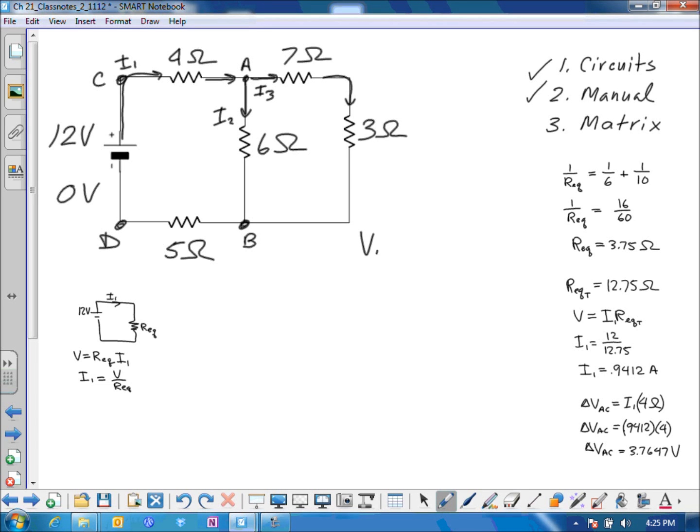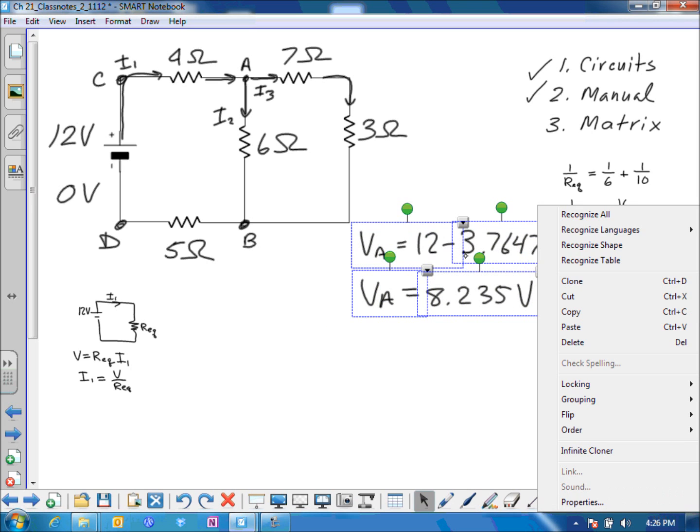So the voltage at A is the voltage at C, which is 12, minus the drop across the 4 ohm resistor, which we just calculated to be 3.7647. And so the absolute voltage at A is 8.235 volts.